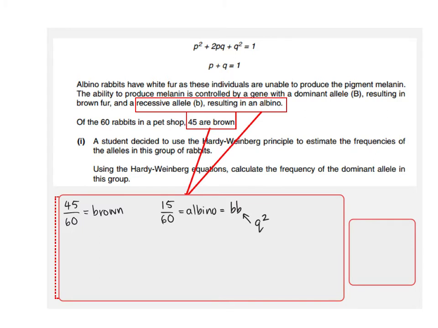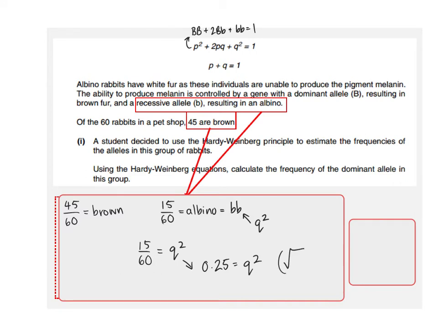Okay, so if you want to, in your exam, when you get a question like this and they've given you the alleles to use, you can write them at the top. So you can see here that I'm changing what p squared means, and then what q squared means, and what the 2pq means as well, just to make it a little bit easier in my head. Now I know that 15 out of 60 is the same as q squared, and that means that q squared is the same as 0.25.